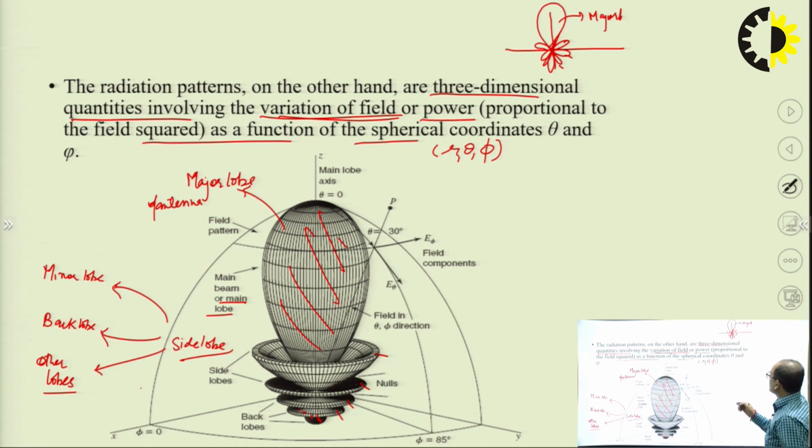Clear? And this is at which theta equal to 0 degrees will be in this direction. Theta will be 0 in this direction. Clear?